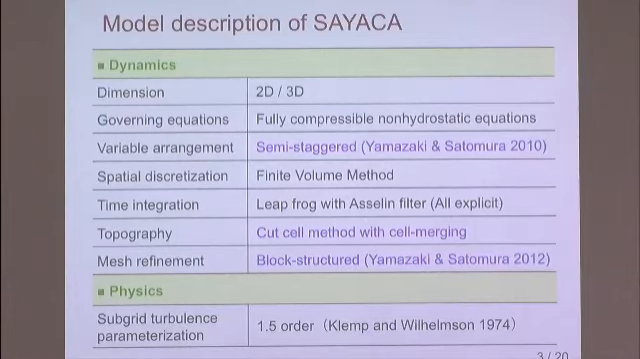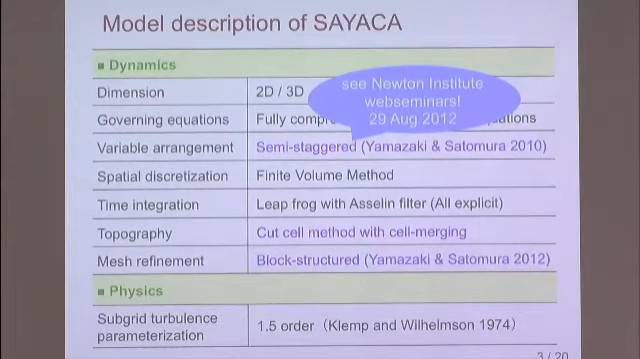My model is currently just a regional and dry model, so I introduced only subgrid turbulence parameterization for physics processes. The equations are fully compressible, and we use the finite volume method for spatial discretization. These three blue-colored items are the characteristics of my model.